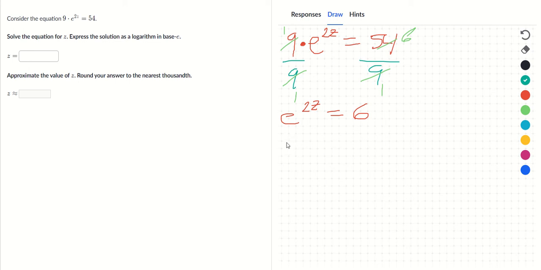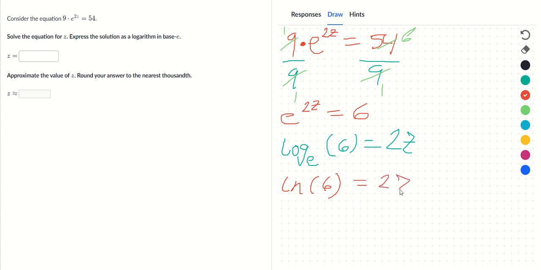So in that case, you would say logarithm base e of 6 equals 2z. This is how you write a logarithm. Something important to understand is the logarithm base e is the same as the natural logarithm. So this is the same as to say the natural logarithm of 6 equals 2z.